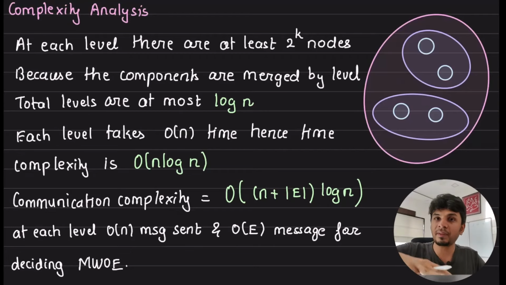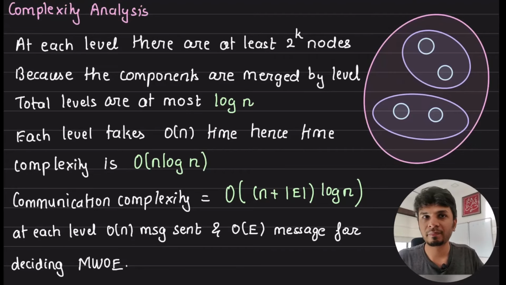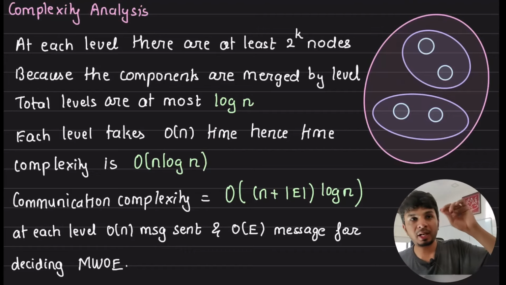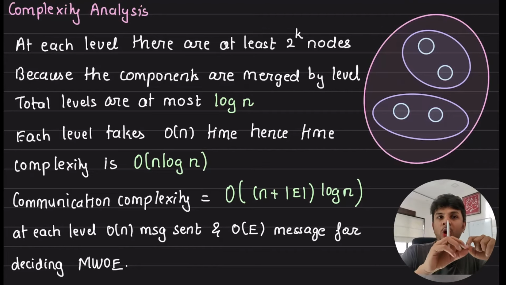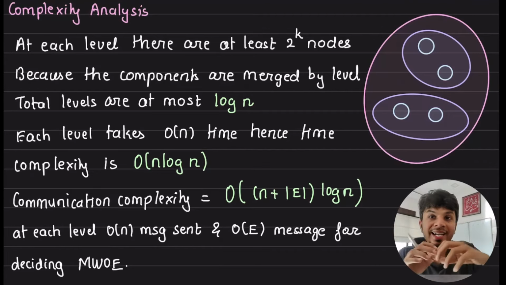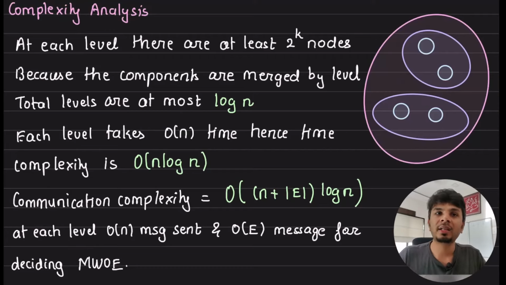So at most, the total number of levels in constructing the final spanning tree would be log n, right? Because each level takes order n time, because they're sending messages to the nodes and receiving them back, each level takes order n time. The overall time complexity of the system is order n log n, where n is the total number of nodes in the network.